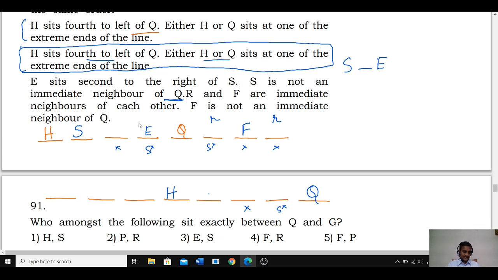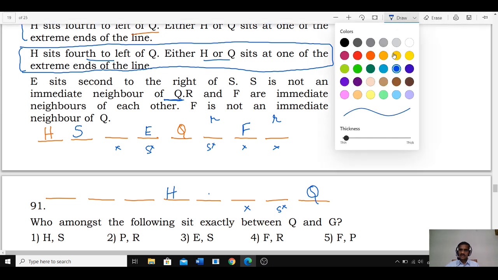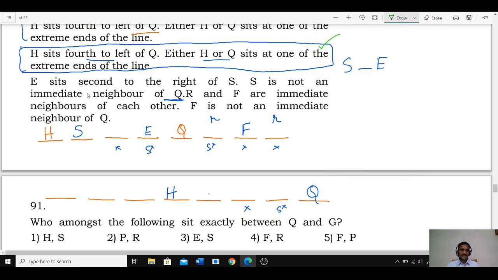Question numbers 91 onwards, right? Now in this question numbers 91 onwards, I am reading out the statements. What are the statements given? H sits 4 to the left of Q. Either H or Q sits at one of the extreme ends of the line, and this is very much true.